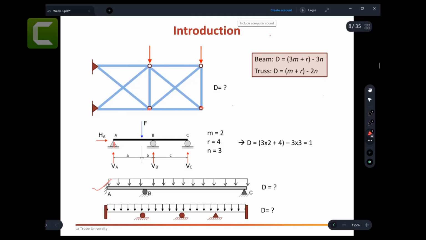All right, now let's check. We're going to use this equation, D equal to 3m plus R minus 3n. How many members? You got member 1, member 2. So 3 times 2. How many reactions? 3 reactions here, 1 reaction here, and 2 reactions here. So 4 and 2, so 6 reactions. How many joints? Joint number 1, joint number 2, joint number 3. So 6 plus 6 minus 9, 12 minus 9, 3.